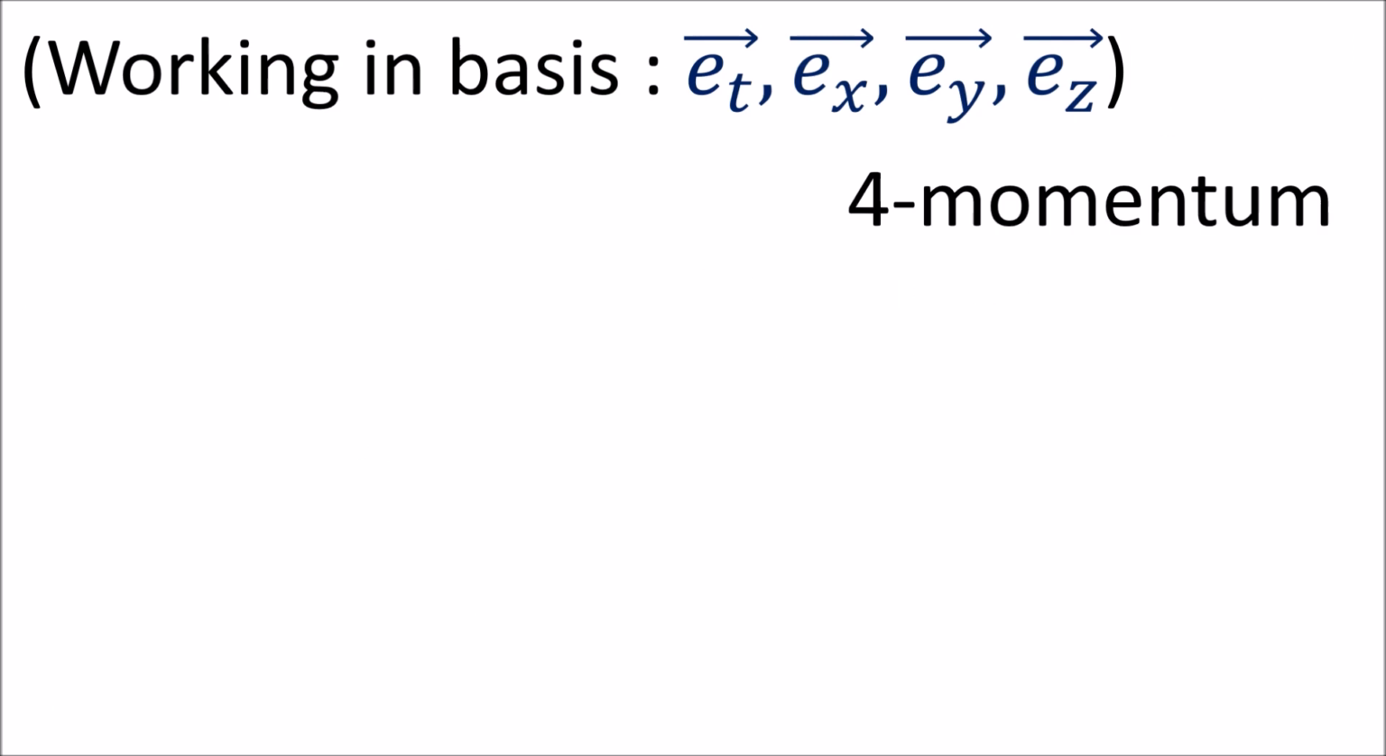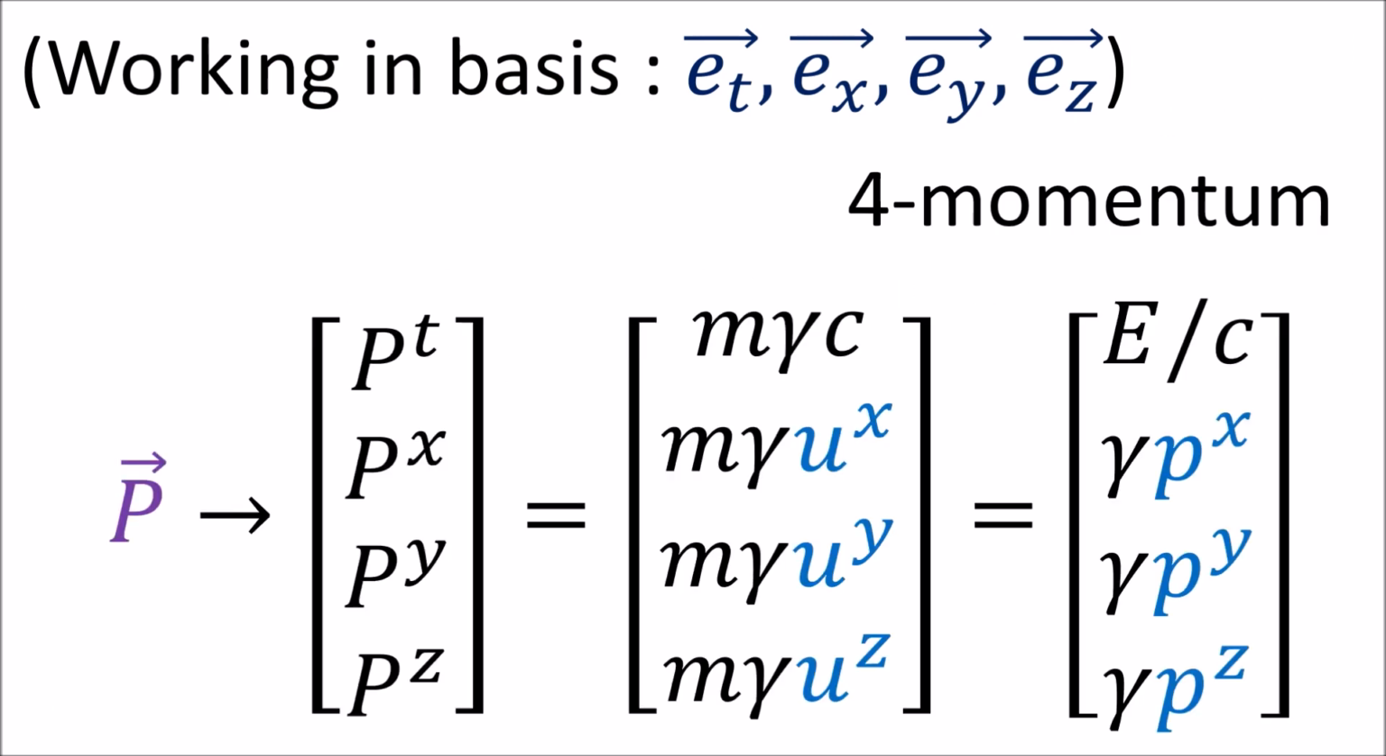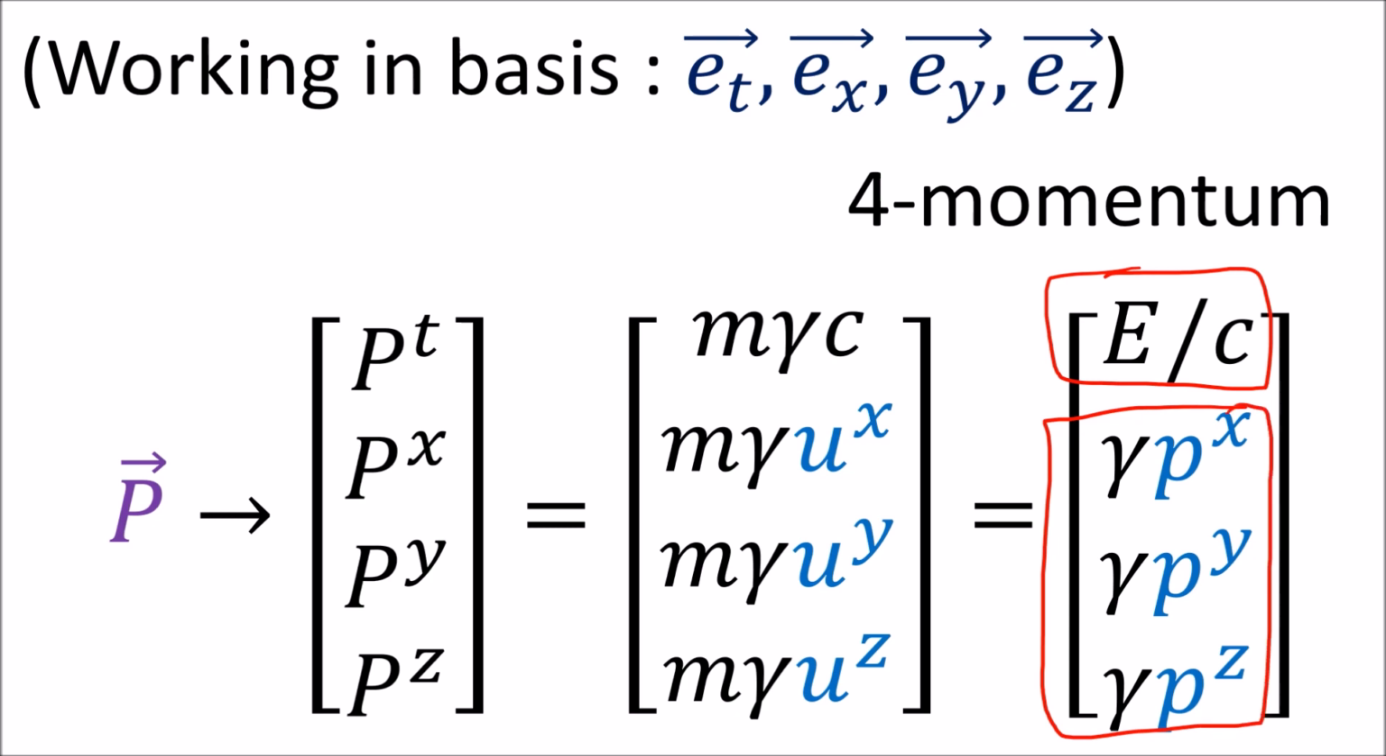So we now know the formulas for the 4 components of the 4-momentum vector. The time component equals energy divided by the speed of light, and the space components equal the Newtonian 3-momentum, mass times velocity, times the gamma factor.